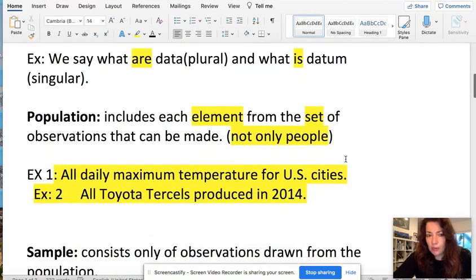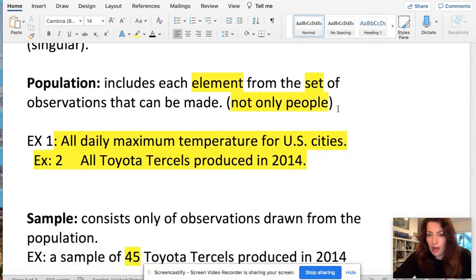All right, the next important thing is population. People always confuse population, thinking that it only pertains to people, but it doesn't only mean people. So for example, if I wanted to look at the population of a certain car, then I would look at every single car produced in a particular year. For example, all the Toyota Tercels produced in the year 2014. And so that would be the population of those cars.